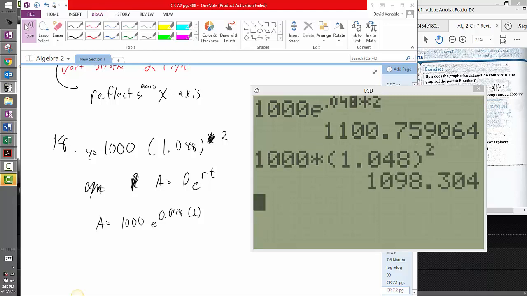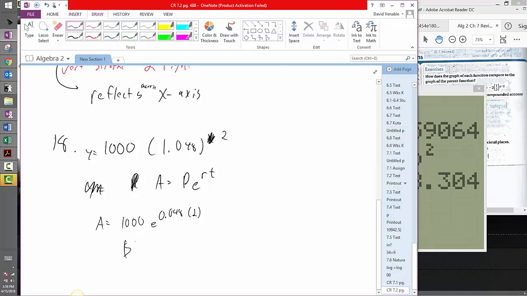Notice how the answers are really close. Here you get 1,100. Here you get really close to 1,100. It's just $2 short. But continuously compounded interest is going to be always slightly more. So your actual amount is going to be $1,100.76. Sorry, $1,100. My bad. I'm rounding up 76 cents because it was 0.759.